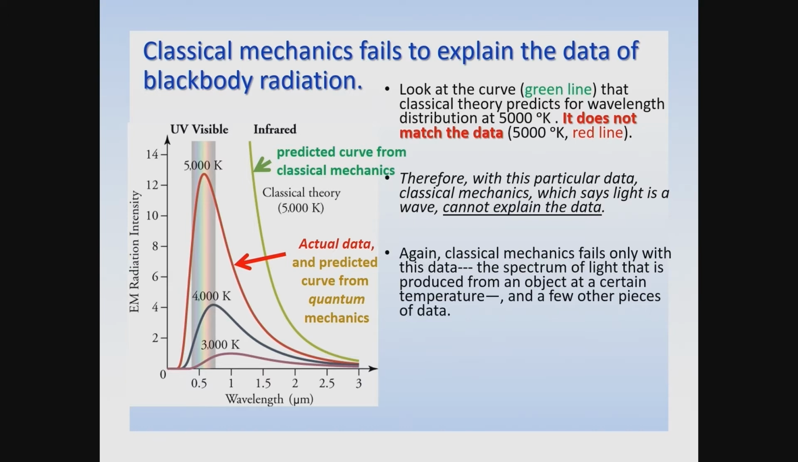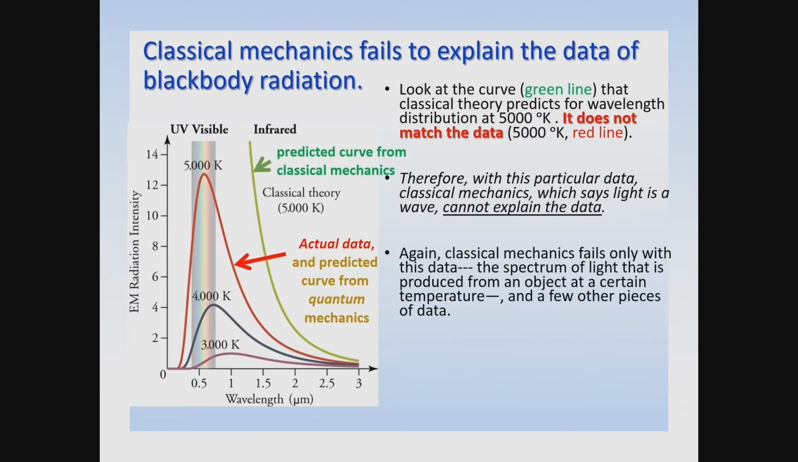That is the prediction of the intensities of the particular wavelengths that you should get if black body radiation followed the rules of classical mechanics. That is the green curve. That is what is expected. But the actual data you get from an object that is at 5,000 degrees Kelvin is that red curve there. And you can see that the red curve is different than the green curve. The green curve, predicted from classical mechanics, does not fit the data of black body radiation well at all.